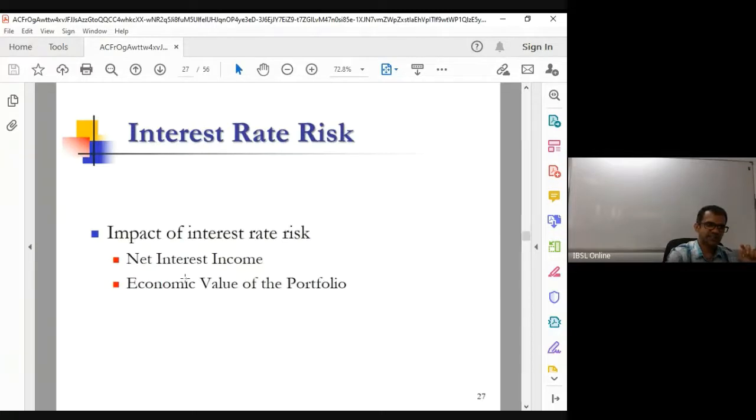What is the net interest income? Net interest income is the interest earned minus the interest expenses. Whatever the interest income earned by the firm minus the interest expenses, because all financial assets will give you an interest income. Meantime, all financial liabilities will incur interest expenses. The difference is the net interest income.